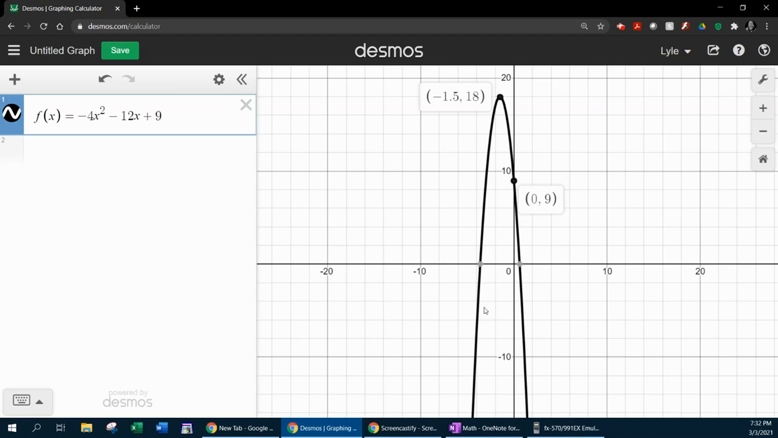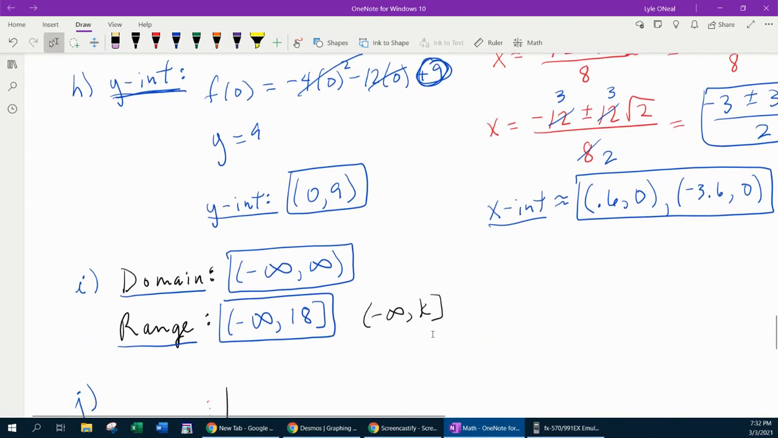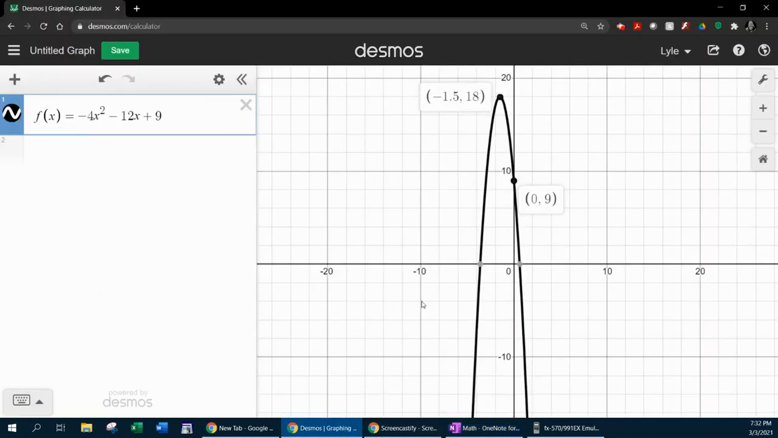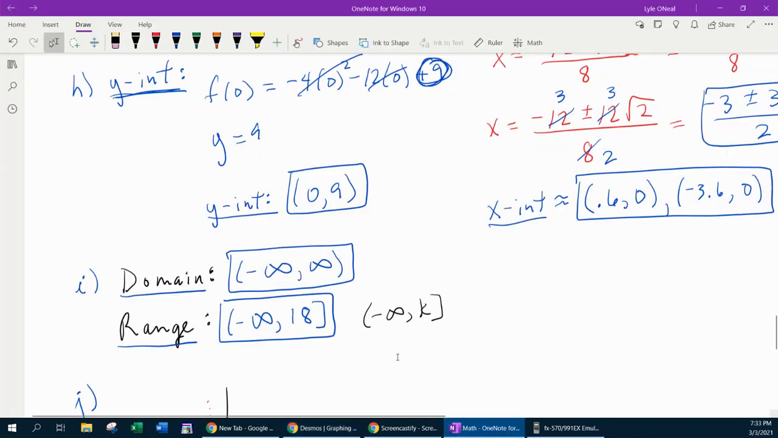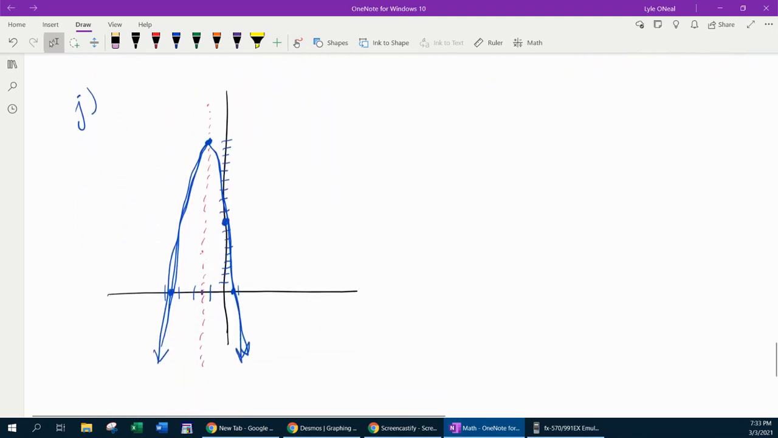And now for the x-intercepts, which were 0.6 and negative 3.6. There it is, 0.6, negative 3.6, verified. So Desmos verifies all of that information as well as the graph. Man, Desmos is nice, but it is not allowed on the test.